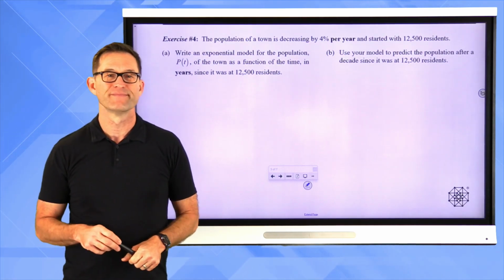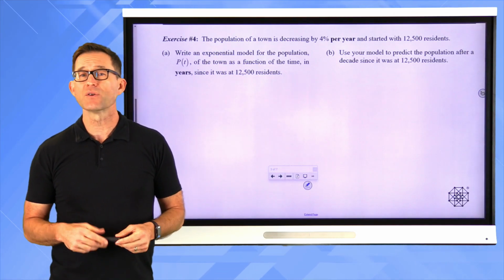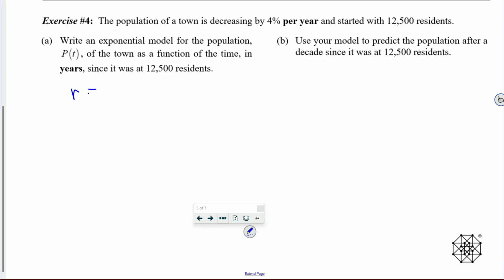Exercise number 4. The population of a town is decreasing by 4% per year and started with 12,500 residents. Letter A. Write an exponential model for the population, P of t, of the town as a function of the time in years since it was 12,500 residents. Great. All right, so let's do this one together. First thing I want to think about is the rate of my decrease, right? And that's 4 divided by 100, and that's 0.04.